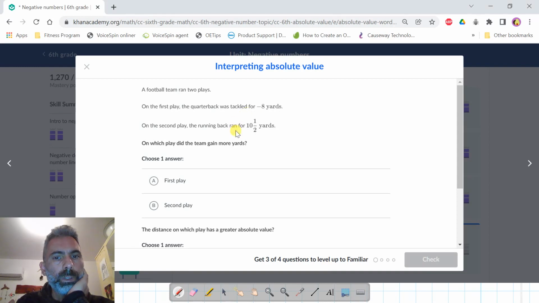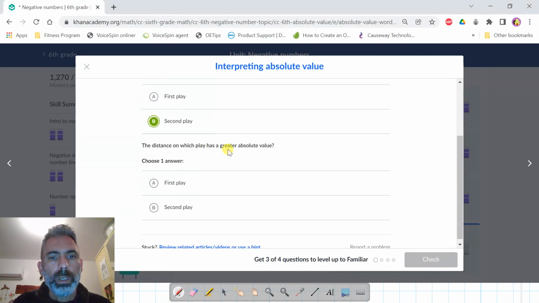I guess we need to compare this value, 10.5 yards, to the absolute value of -8. So 10.5 is greater than the absolute value of -8. So in each case, the second play is the value of 10.5 is greater than the absolute value of -8. Okay, so second play, we'll go with the second play. The distance in which play has a greater absolute value, the second play.